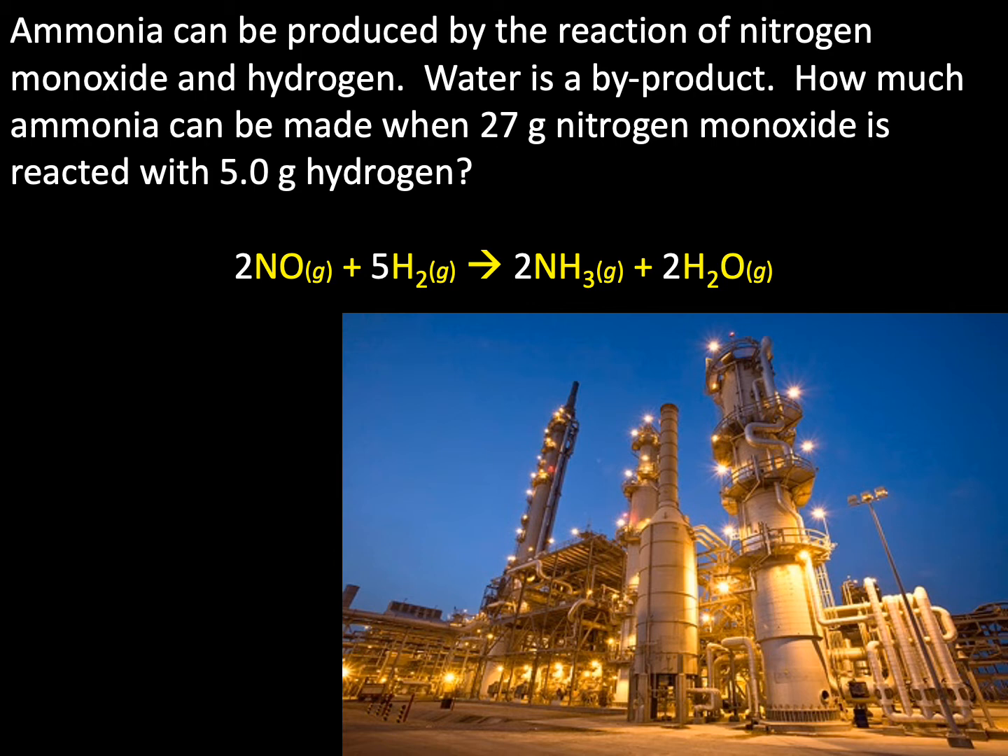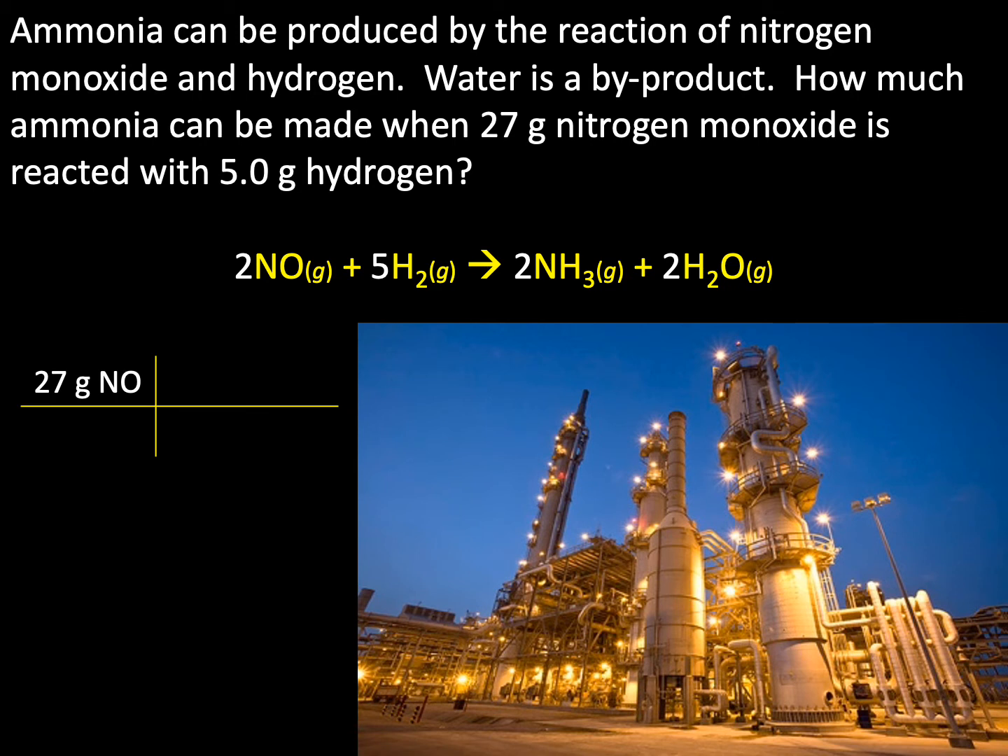So we get 2 moles of NO reacting with 5 moles of hydrogen to give 2 moles of ammonia and 2 moles of water. So now we have all the different possible conversion factors we could need. We've got two separate starting materials though. The way to do this problem is to just treat each of them separate. So starting with the 27 grams NO, how much ammonia could we make?